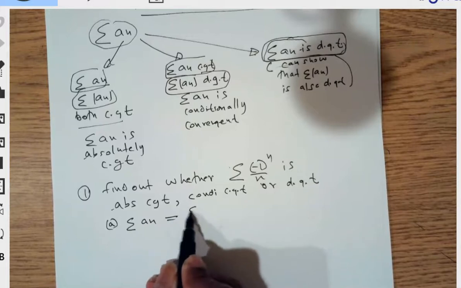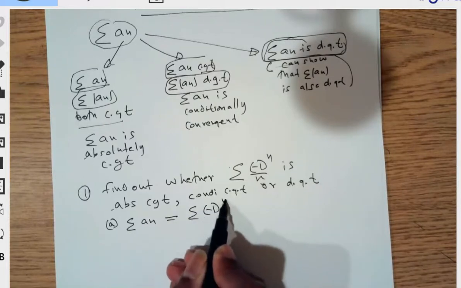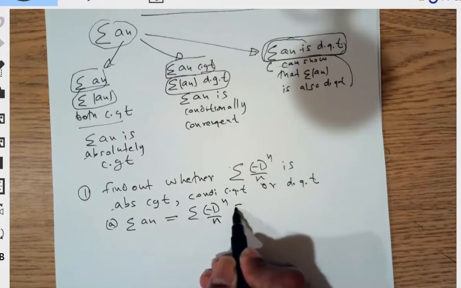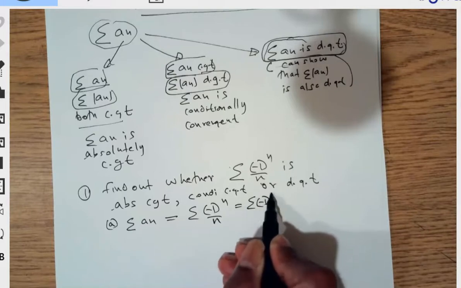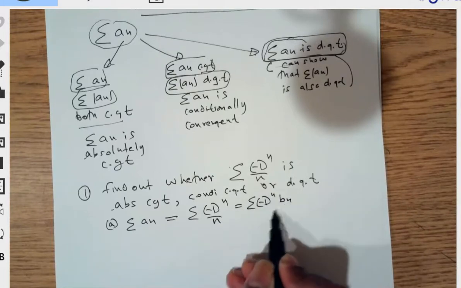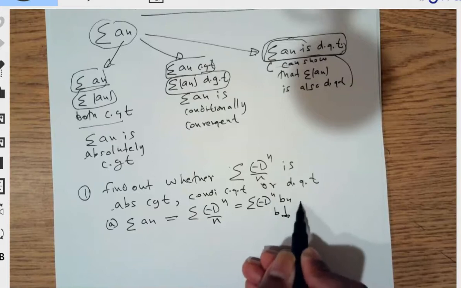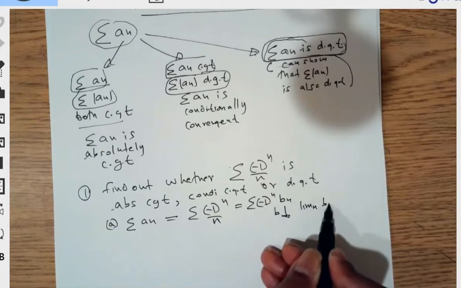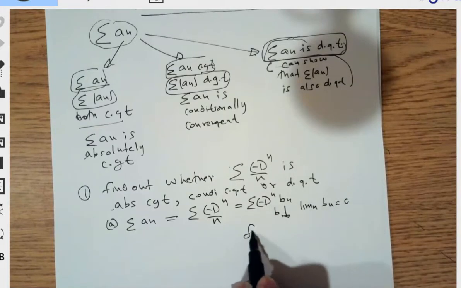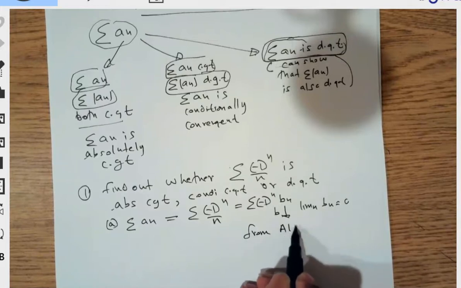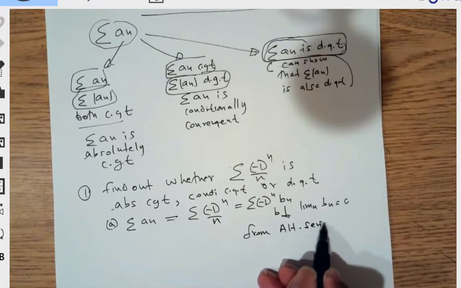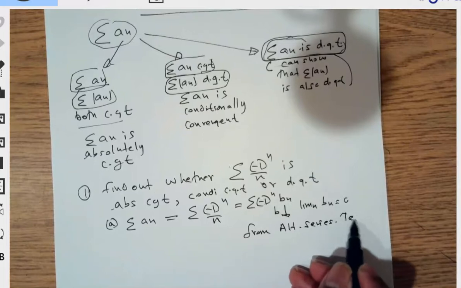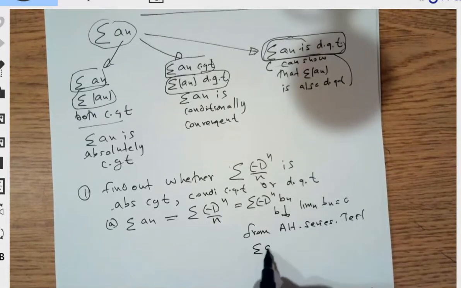So sigma an is sigma negative 1 to the power n over n, and it is of the form sigma negative 1 to the power n times bn, where bn is going down and the limit of bn is 0. So from the alternating series test, sigma an is convergent. No problems there.